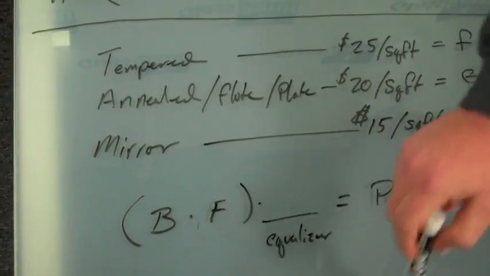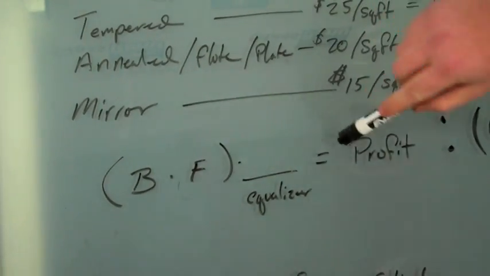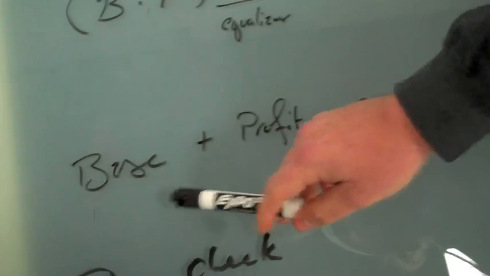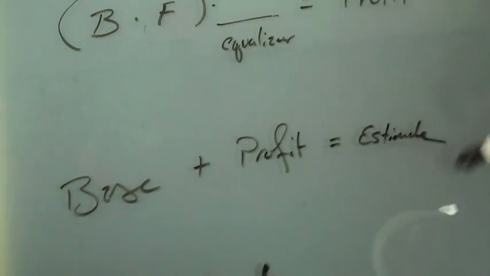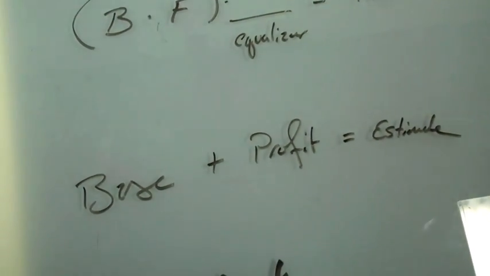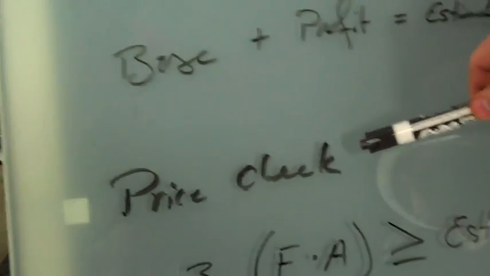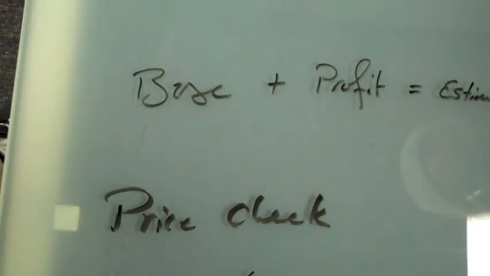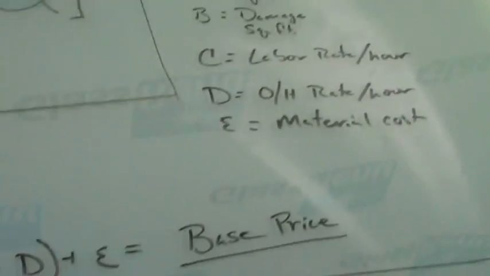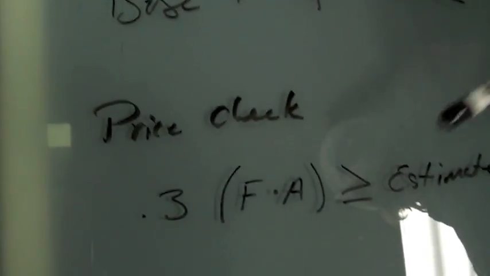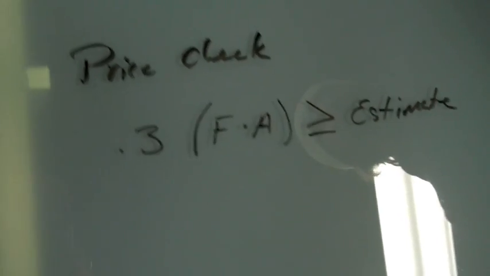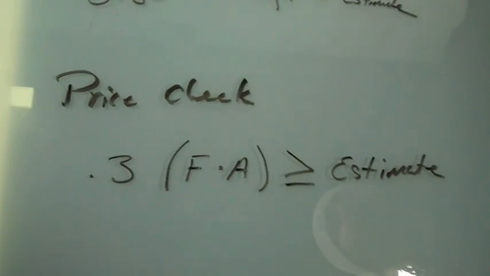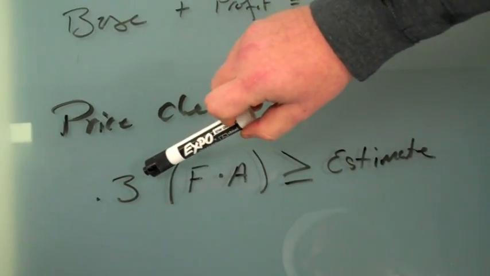Okay? Then I multiply that all out, I get my profit. So then I take my base plus my profit, and that gets my estimate. Okay? Now, what I do on every job is a price check. I take the variable A from the beginning, which is the window square footage. I multiply that by the type of glass and the cost per square foot. In this case, if it's tempered, I'm using the $25 a square foot. And then I multiply it by 0.3.